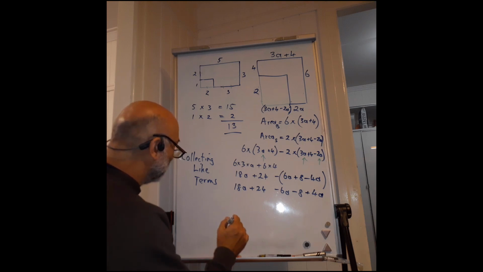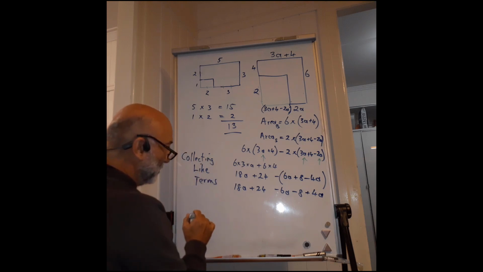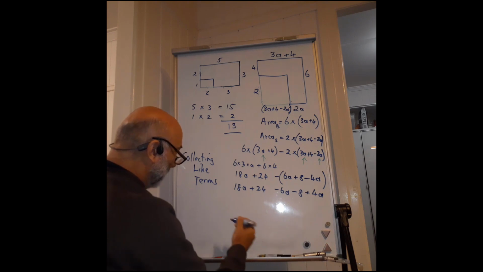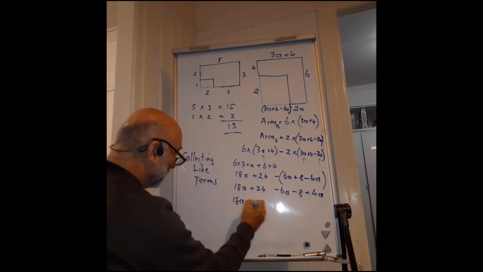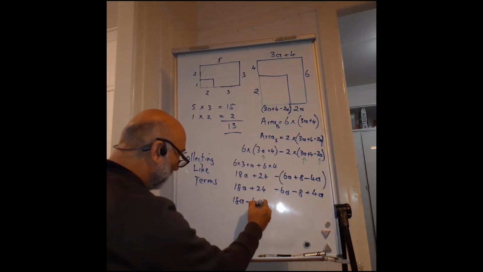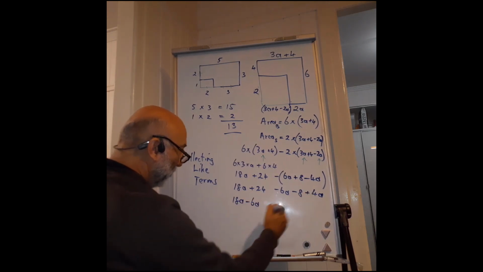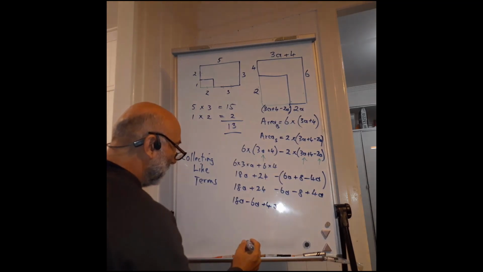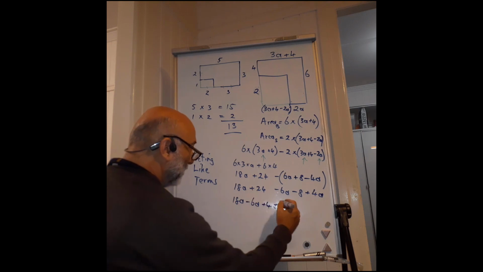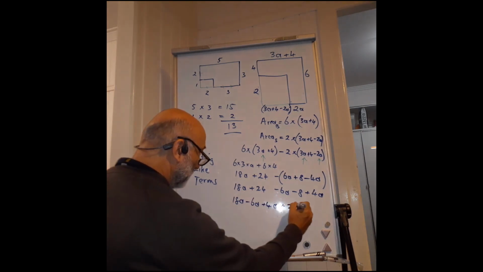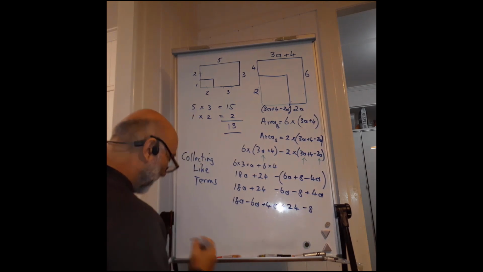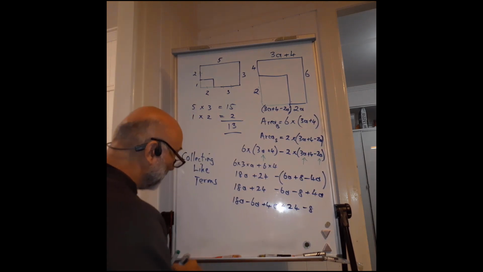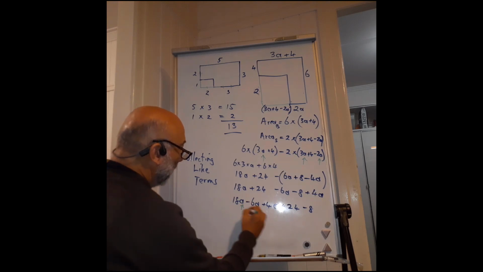Okay, so now what we want to do is collect like terms. Let's bring all of these a's together. So we've got an 18a here, we've got a minus 6a there, we've got a plus 4a there. Okay, and then we've got a plus 24 here, and we've got a minus 8 there. Okay, and so what we've done here now is collected all of our a's together.